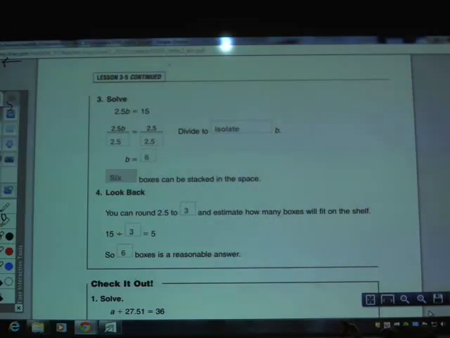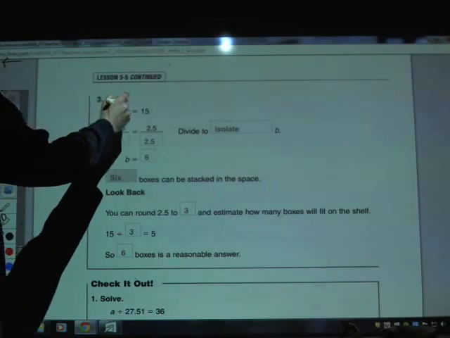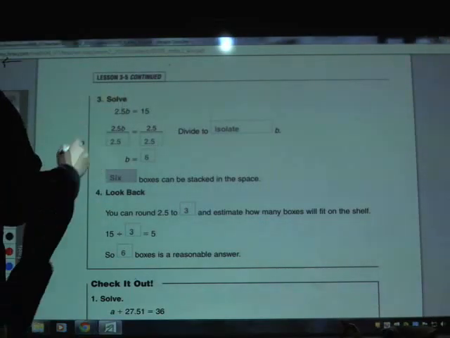So here's 2.5 times b equals 15. It's a multiplication equation as we saw, so we're going to divide to solve. B is going to stay on the left, 15 is going to stay on the right. Why? Because we're going to keep variables on the left and numbers on the right, as we've always done.